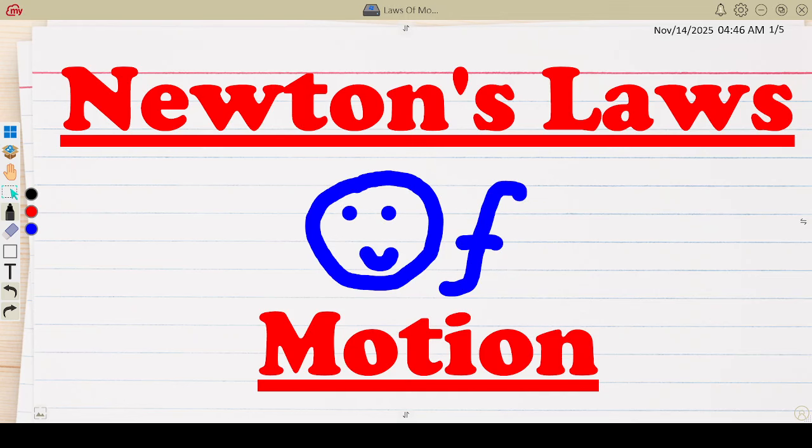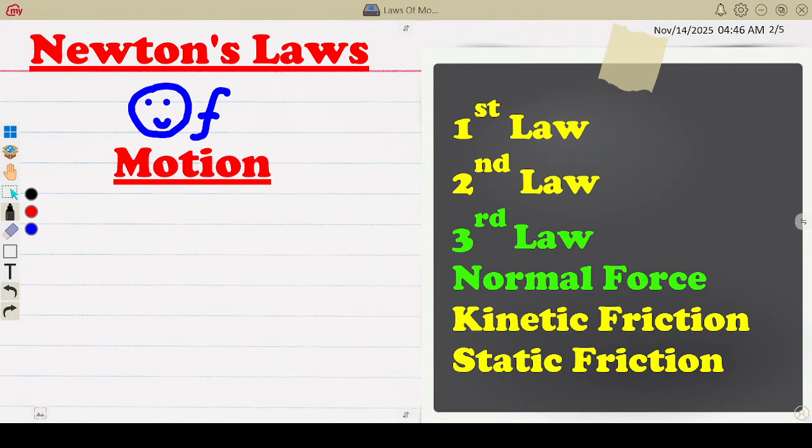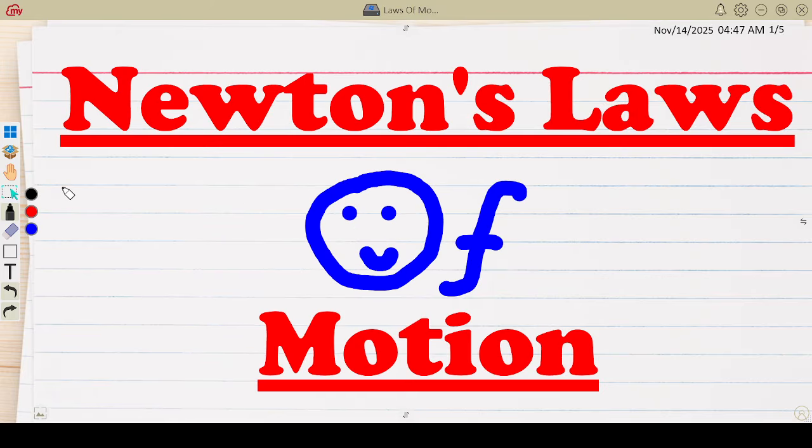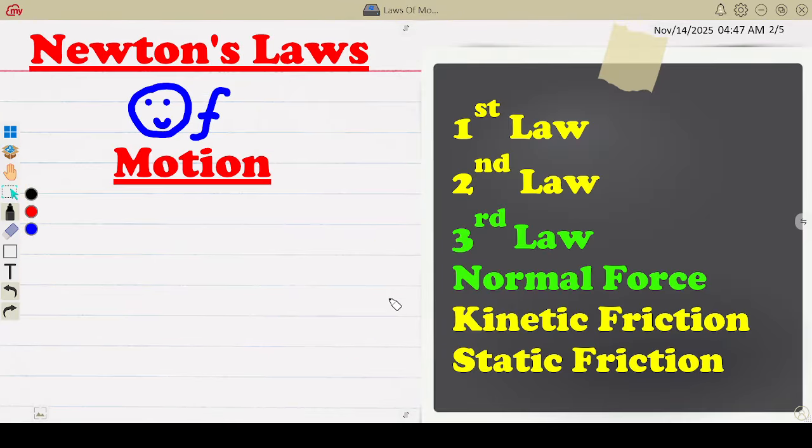Let us go through Newton's laws of motion. In this lesson, we're going to discuss a number of things, and I'm going to simplify them as much as possible. I'll be teaching as if I'm teaching a baby. By the end of the lesson, you are going to be smiling just like this guy here. Okay, so let's get started.